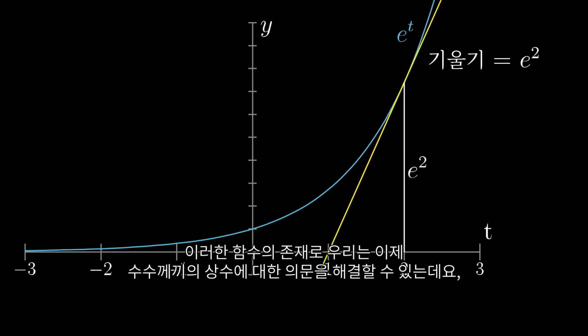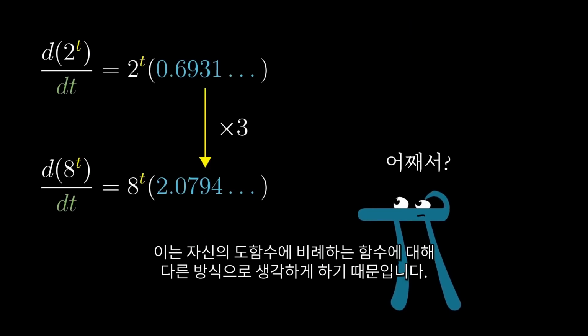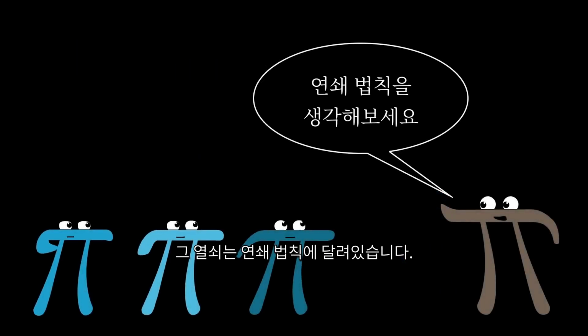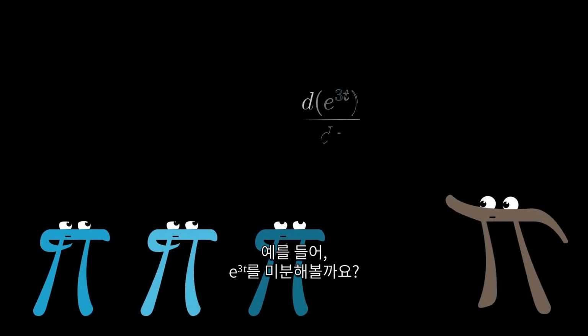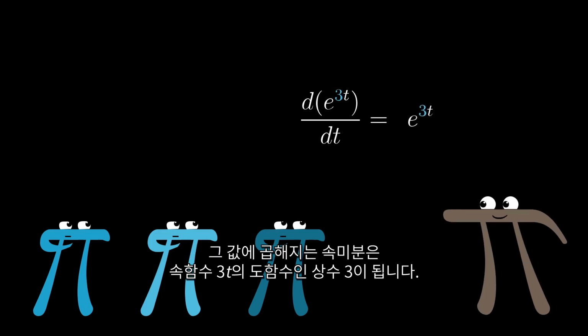The existence of a function like this answers the question of the mystery constants, and it's because it gives a different way to think about functions that are proportional to their own derivative. The key is to use the chain rule. For example, what is the derivative of e to the 3t? Well, you take the derivative of the outermost function, which due to this special nature of e is just itself, and then multiply by the derivative of that inner function, 3t, which is the constant, 3.